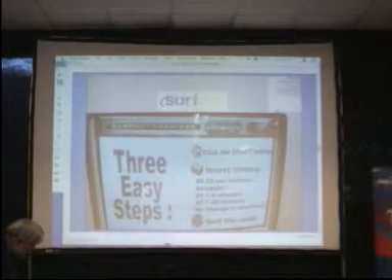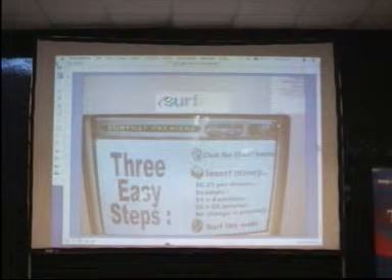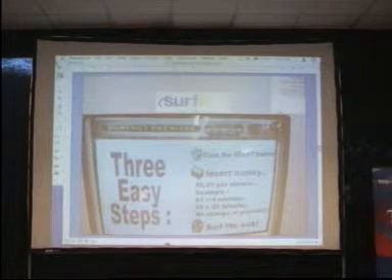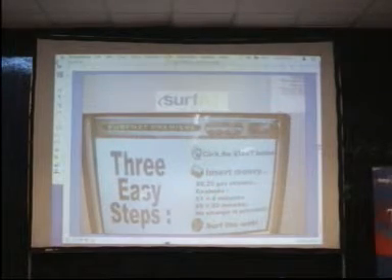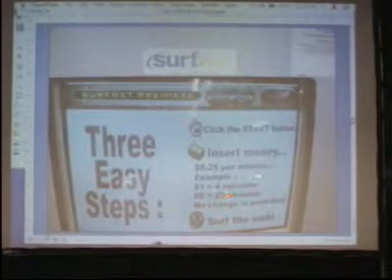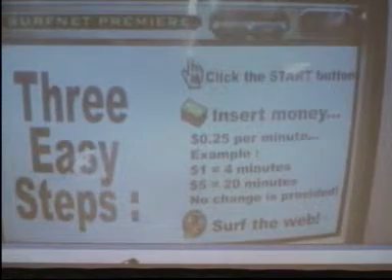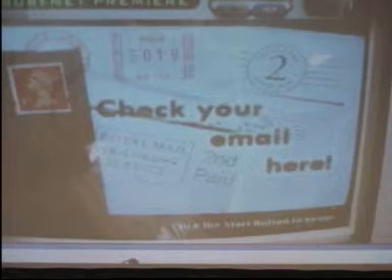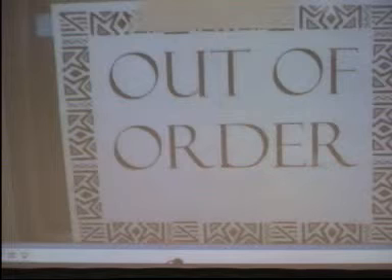Okay, but I'm resourceful. So you see here I found such a terminal running also SurfNet, you know, at the camping ground washing. 3 easy steps. Click the start button, insert money, and for some money per minute you get some, and then you can surf the web. So you can check your email, for example. So just very easy, actually refers to the token-based networking concept we are developing in our group.